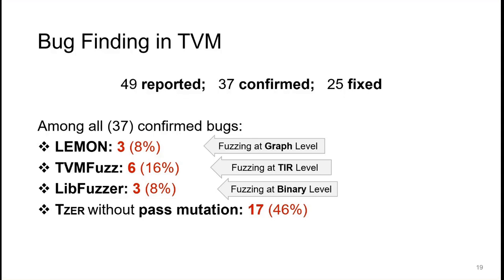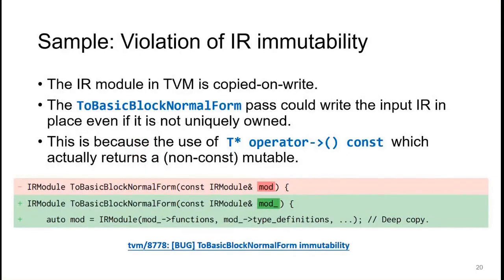We also showed the effectiveness of pass mutation. We found that 54% of bugs will be missed if we don't apply pass mutation. As a bug example, we found the basic block form conversion pass in TVM violates the copy-on-write semantic of input IRs, which will make later passes fail.